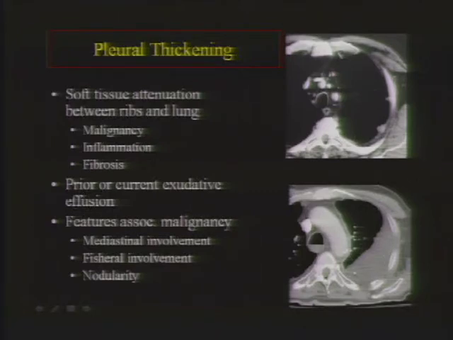Here we have a person with a loculated pleural effusion, and there's pleural thickening, but notice that it involves the mediastinal pleura. This is a feature that's highly associated with malignant pleural effusions. The vast majority of cases that have this feature will be malignant in nature, and this person had breast cancer.